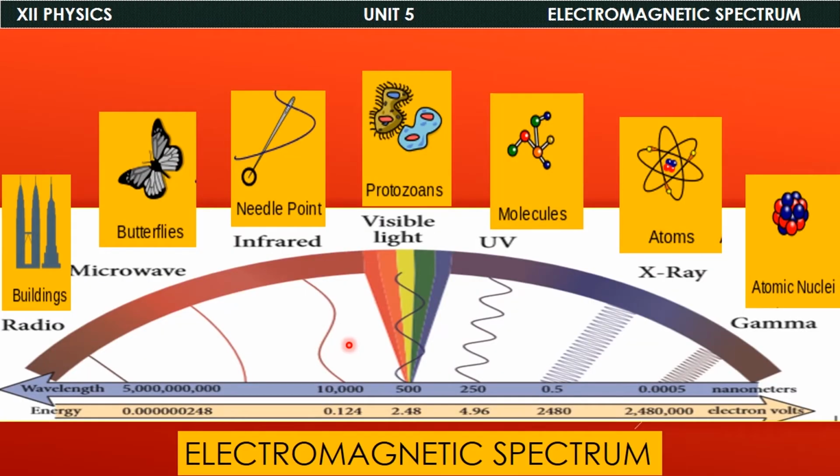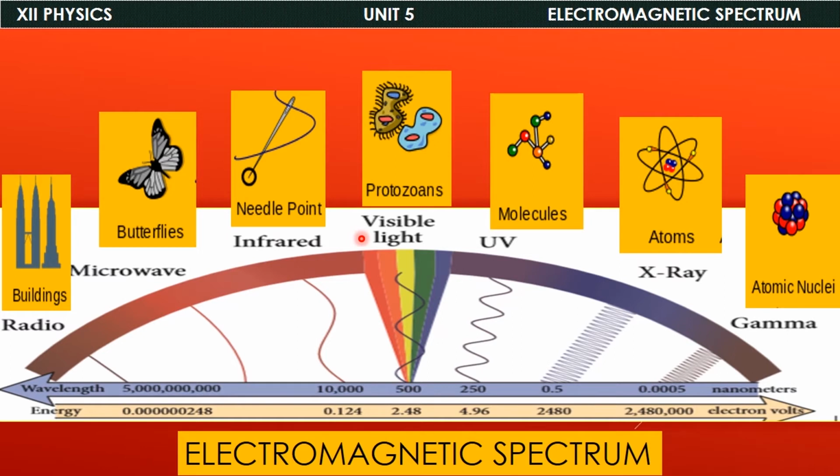This picture shows the wavelengths of the different electromagnetic waves. The wavelength of radio waves can be compared to the size of a building. The wavelength of microwaves can be compared to the size of a butterfly. The wavelength of infrared rays can be compared to the size of a needle point.